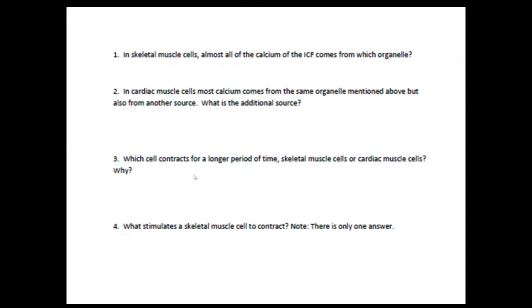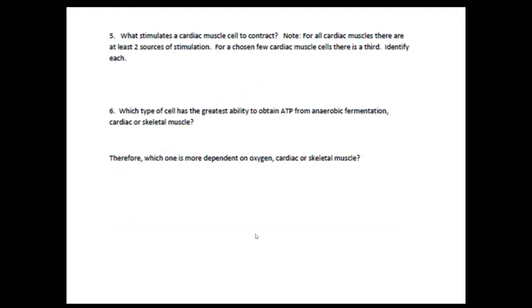All right, number 3, which cells contract for a longer period of time? Skeletal muscle cells or cardiac muscle cells, and why? Anyone want to tackle that one? Well, cardiac muscle, but I'm going to move on because I don't want us to run out of time. Cardiac muscle cells contract for a longer period of time because they have to contract long enough for the ventricles to empty. What stimulates skeletal muscle cells to contract? Well, that was motor neurons. Motor neurons stimulate skeletal muscle cells to contract, always and forever.